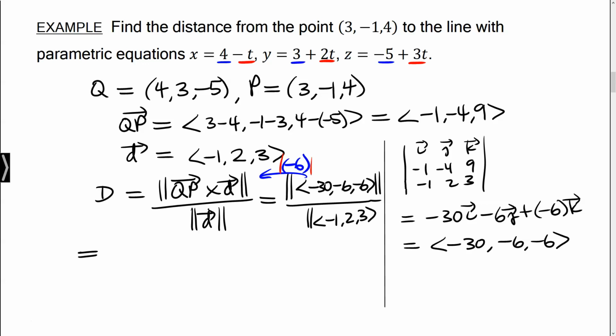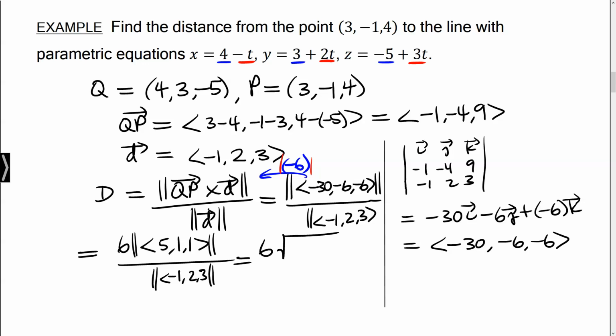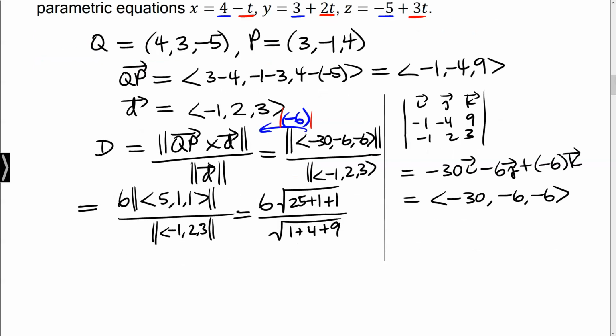So I get 6 times the norm of (5, 1, 1) divided by the norm of (-1, 2, 3). Okay, and now we can go ahead and do this. This is the square root of 25 plus 1 plus 1, over the square root of 1 plus 4 plus 9. And so we end up getting 6 times the square root of 27, all divided by the square root of 14.